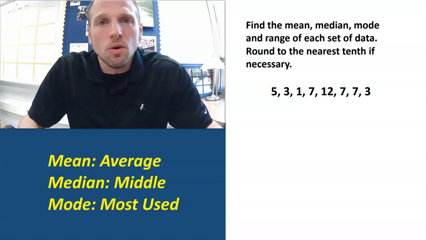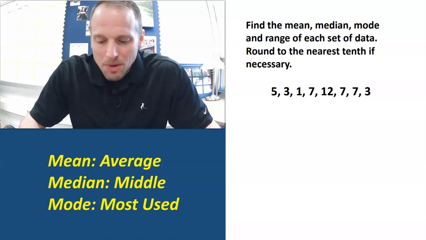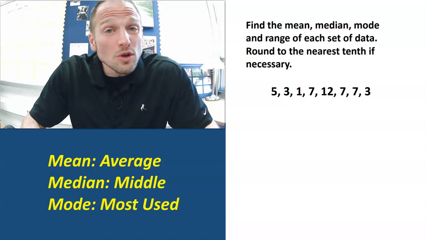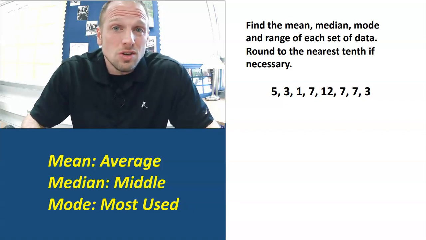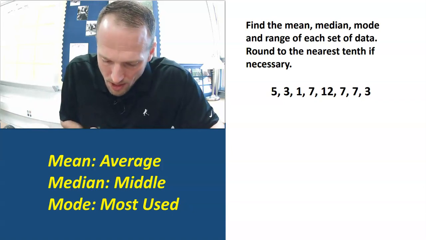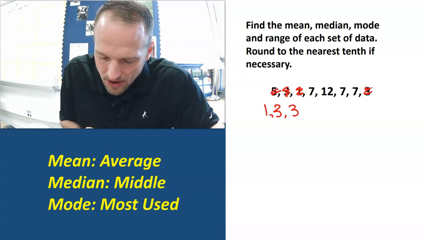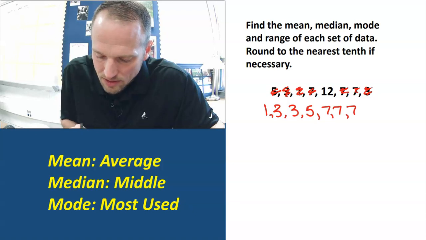So I've got a set of data over here, and let's work to find the mean, median, mode, and range. One of the things that I would suggest doing is first putting it in order. It's just going to make it easier for us to do all of these if we put them in order. So I'll rewrite this down here. First number's 1, and then we've got a 3, and another 3, and a 5. And then we've got 3 7s, 1, 2, 3 7s, and a 12. Okay, so that's my data.